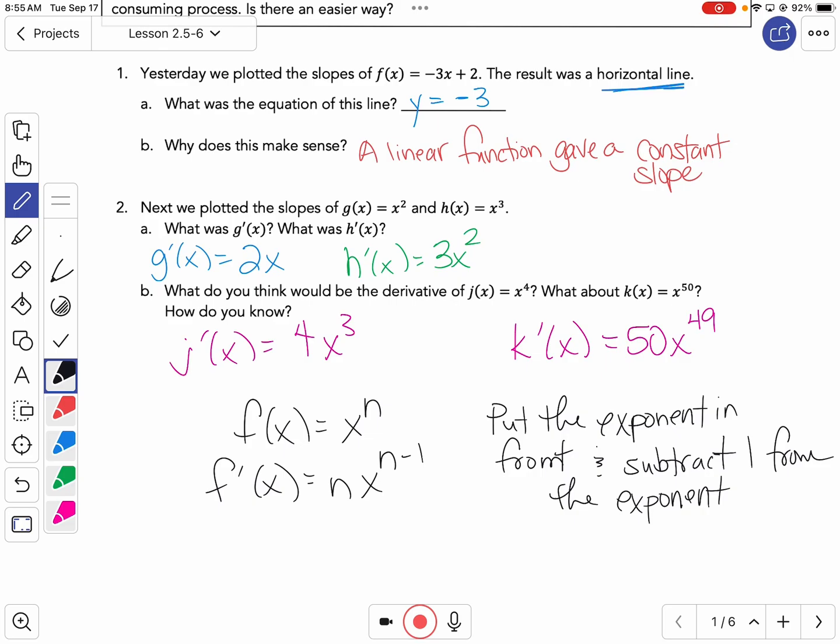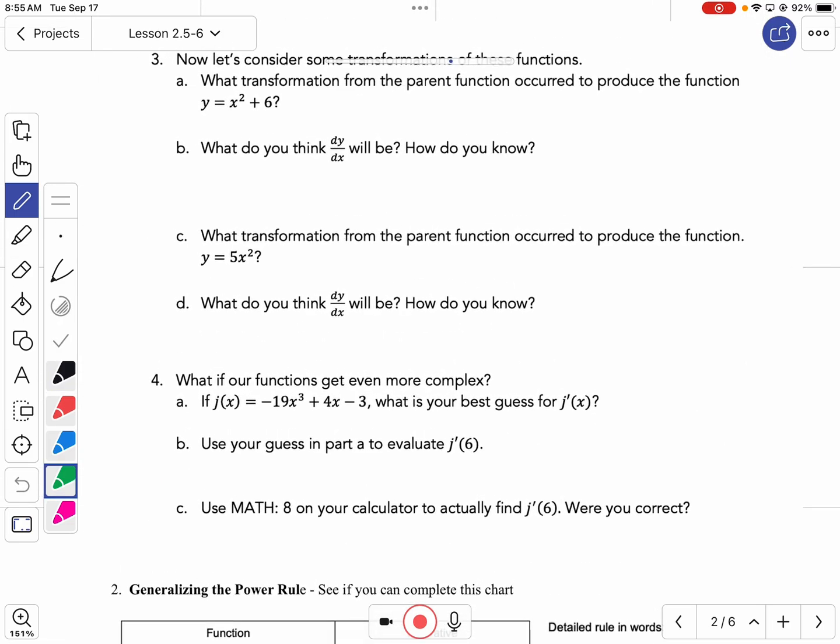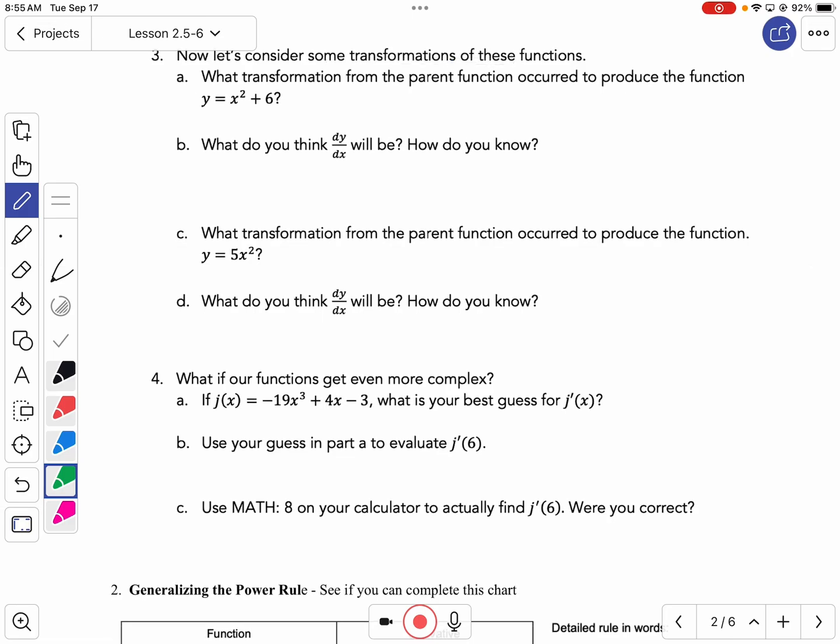So that being said, let's talk about what happens when we start transforming functions. Not all functions are just one term, right? Things happen, things change. Let's consider some transformations. What transformation occurred to produce x squared plus 6? We took it up 6, so it was a vertical translation.